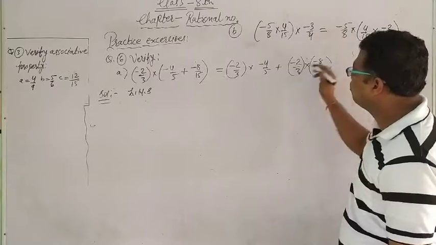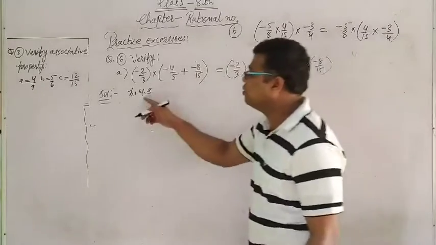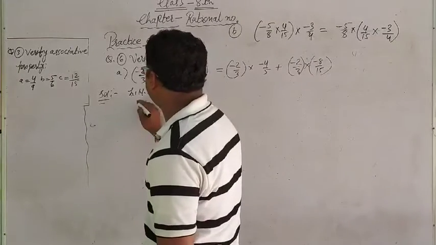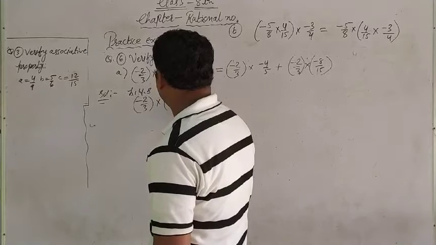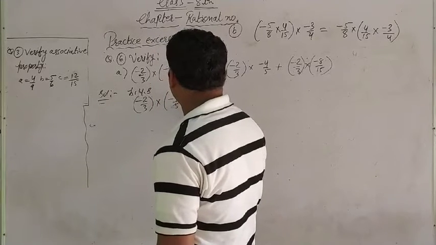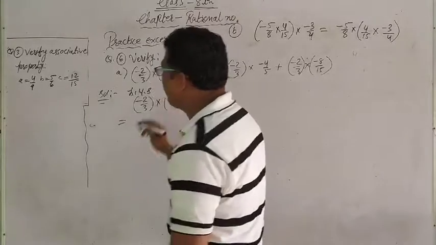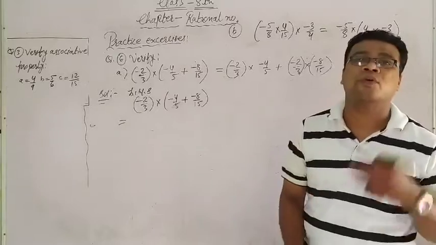Actually, this we have to prove. This is the left hand side, this is the right hand side. We are going first for the left hand side. One more time, I am going to write down the question. Directly we can't start. One more time, I have written the question. Okay? Yes. This we have to solve.